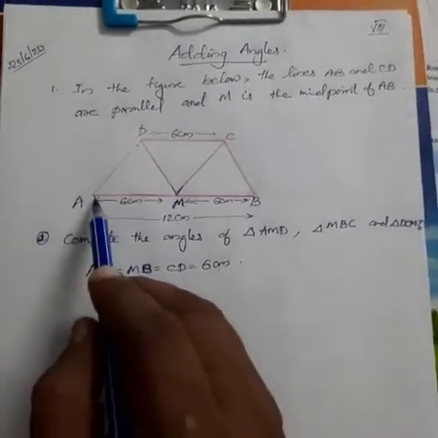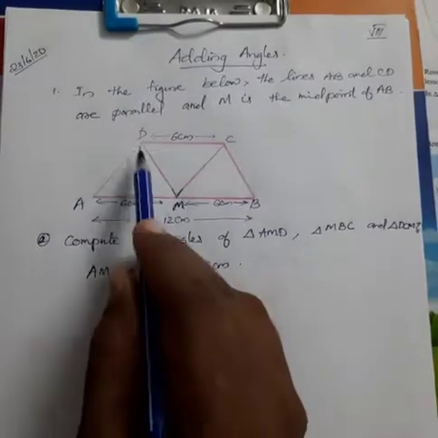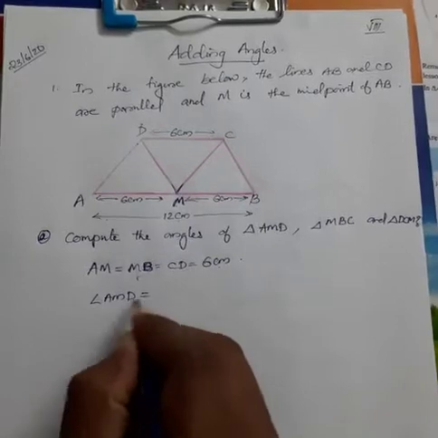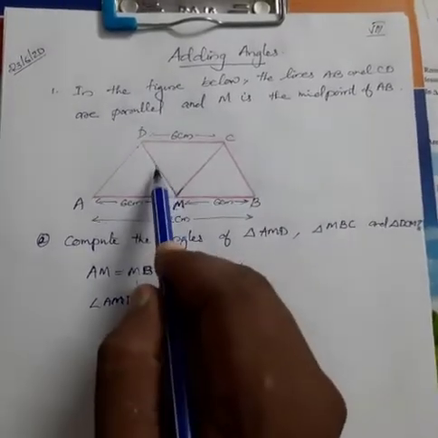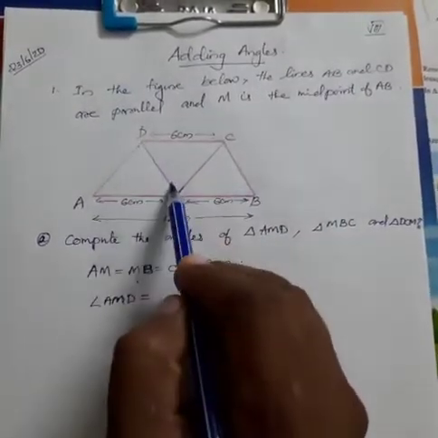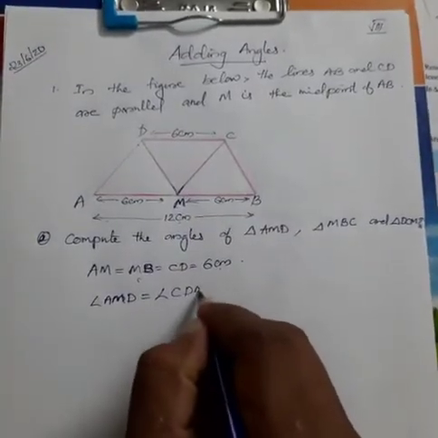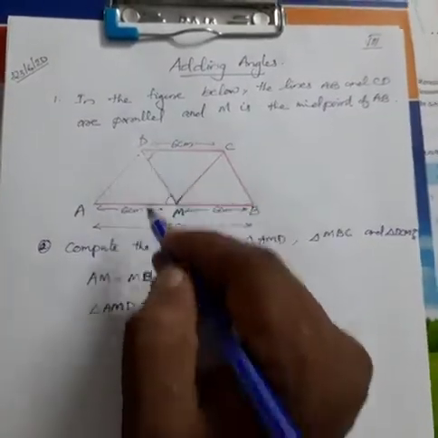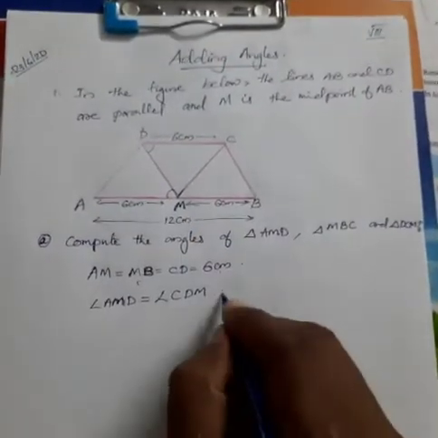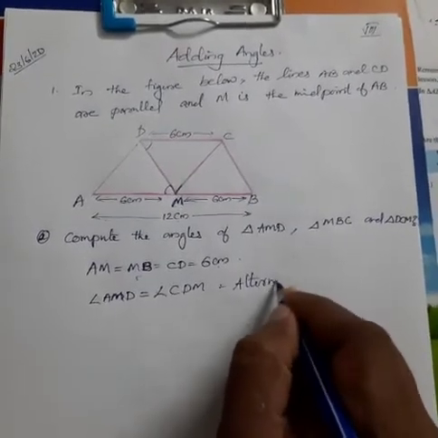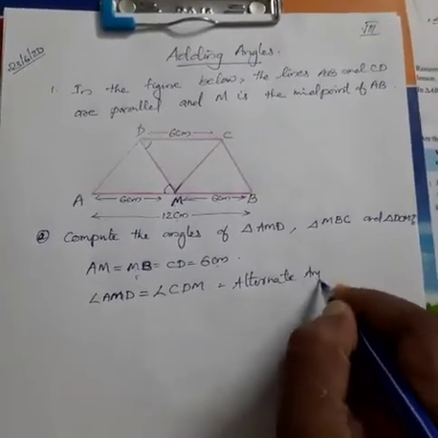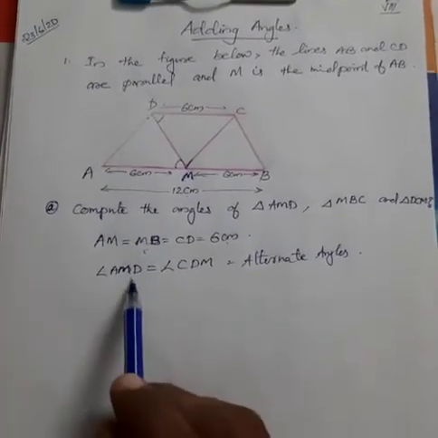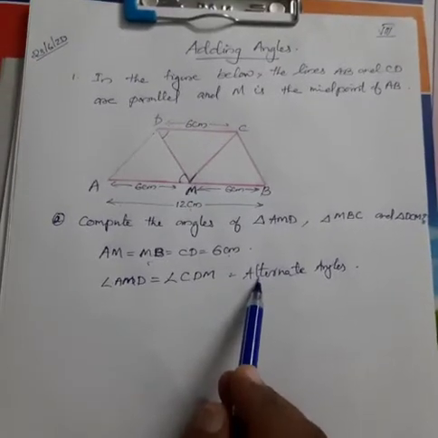Next, angle AMD is equal to angle CDM. Angle CDM, AMD, this angle and these angles. What about these angles? They are alternate angles. So using this, you have to write the alternate angles.